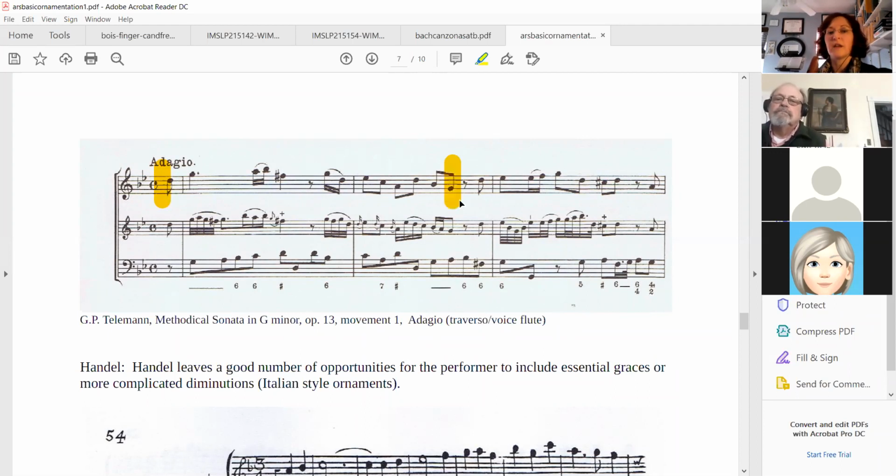And I just ended right there. That's very plain, very nice, right? And the next thing I'm going to play is what Telemann has told us we can do by adding all of our essential graces.